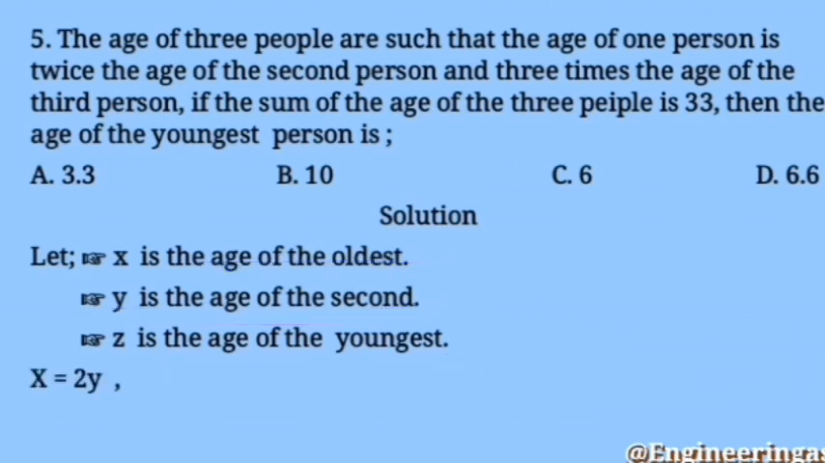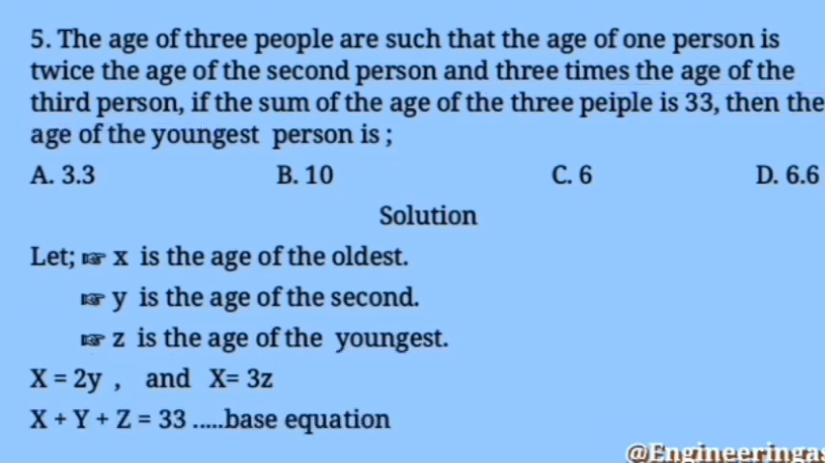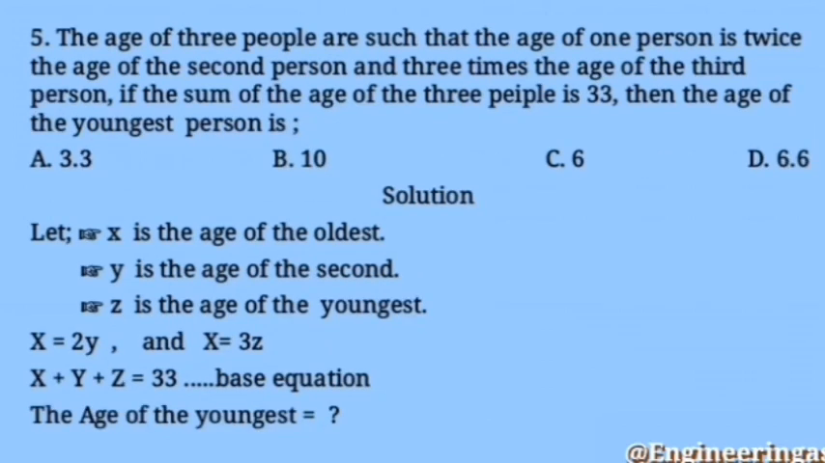So from this X equals 2Y, because the age of the one person is twice the age of the second person. The age of the second person we denoted by Y, so 2 times Y. And also X equals 3 times the age of the third person. The third person, or the youngest person, we denote by Z. So X equals 3 times Z. And finally we have a base equation, the sum of the 3 people. This means X plus Y plus Z equals 33. Now we are required to calculate the age of the youngest person.